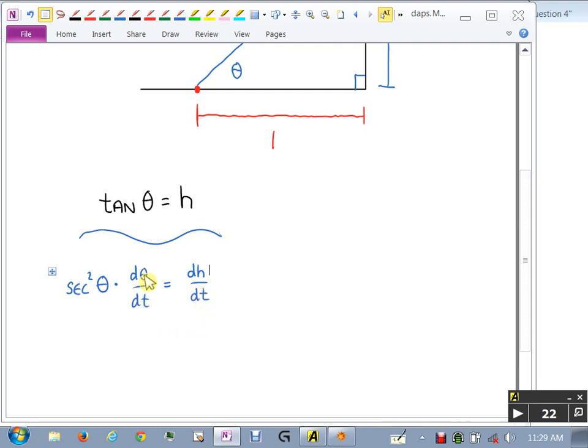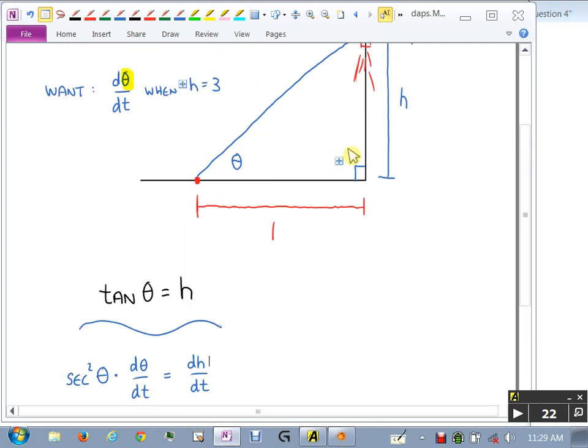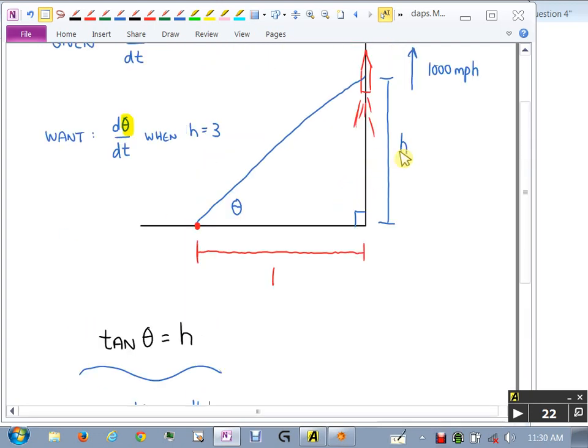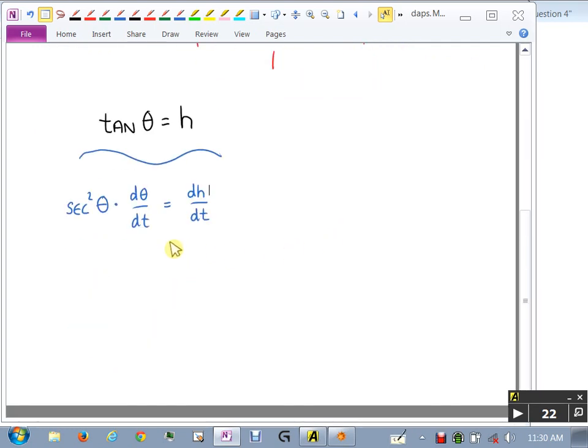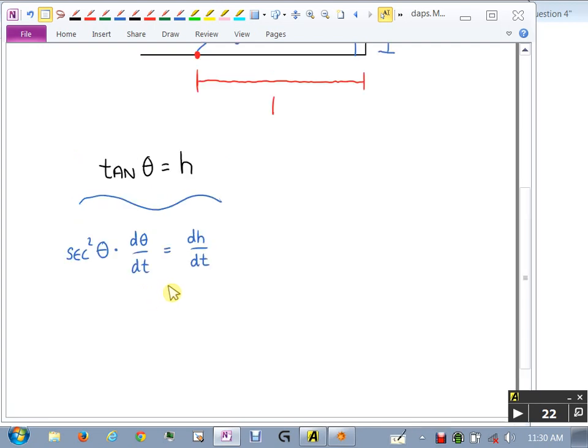Do you know what d theta dt is? No. Do you know dh dt? Yes. Do you know the angle at the specific moment in time? Not right off the bat, but couldn't you find it? Because you could replace your h with 3, and then you could come in here and find theta. So I'm going to stop here. This is how we would do it in Cal 1, all right? So here's the variation of the same problem using the 3.5.